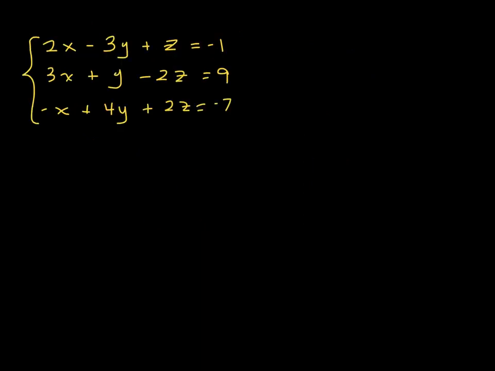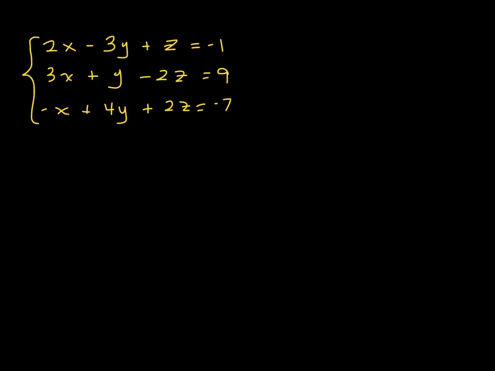All right, we have a system of 3 equations in 3 variables. 2x minus 3y plus z is equal to -1. 3x plus y minus 2z is equal to 9. Negative x plus 4y plus 2z is equal to -7.